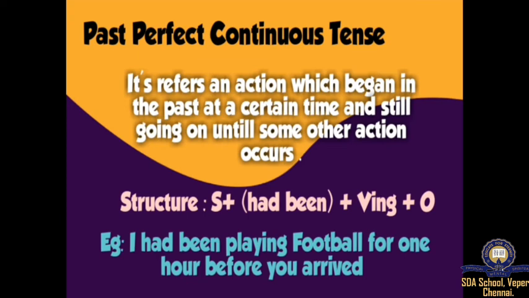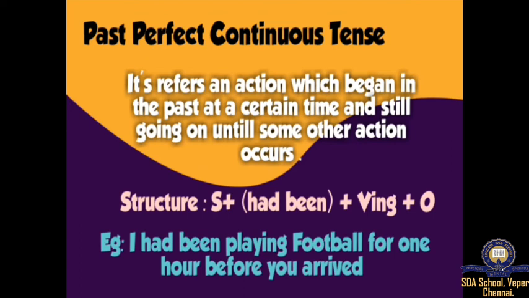It refers to an action which began in the past at a certain time and is still going on until some other action occurs. I'll repeat, students, listen carefully. Past perfect continuous tense refers to an action which began in the past at a certain time and is still going on until some other action occurs. And its structure is subject plus had been plus verb with ing plus object.